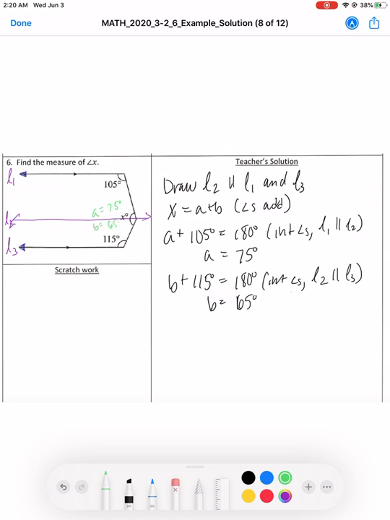Now since X is equal to A plus B, we're going to go ahead and add those together. And we're going to say that, therefore, X is equal to 75 degrees plus 65 degrees, which is equal to 140 degrees. Okay.